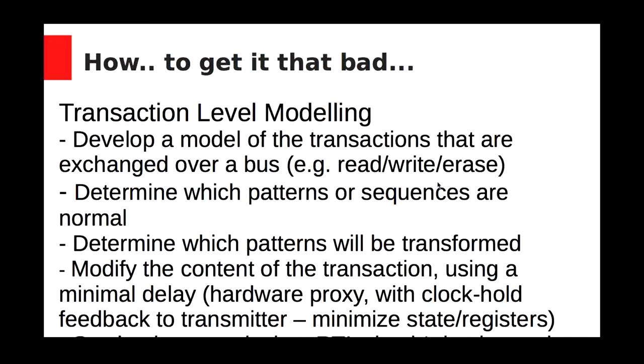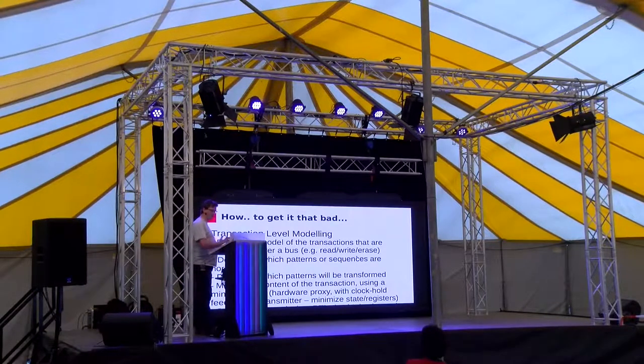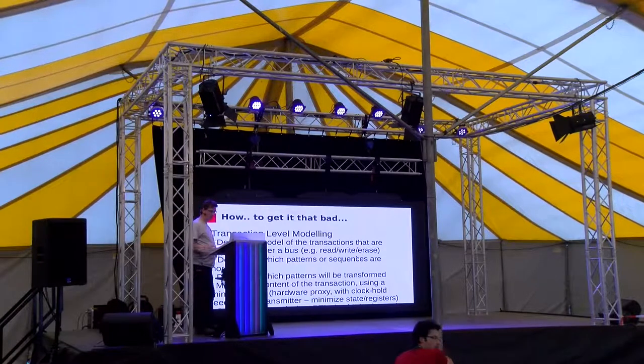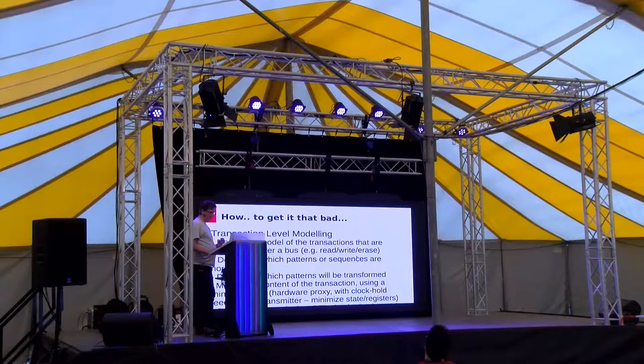I was looking into this, and how can you develop silicon which outputs these patterns in a simple way? And what I found is this, transaction level modeling. You can make a model of all the transactions that are being passed over the SPI bus. For example, on the SPI flash chip, read, write, and erase are separate commands. After that, there comes an address and a few other parameters. You can determine which patterns and sequences are normal, and you can see which patterns might need to be transformed.